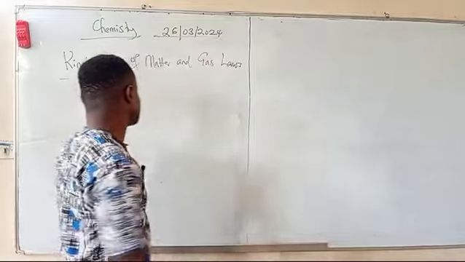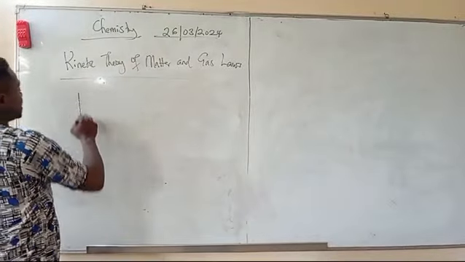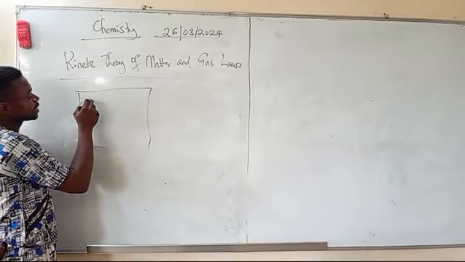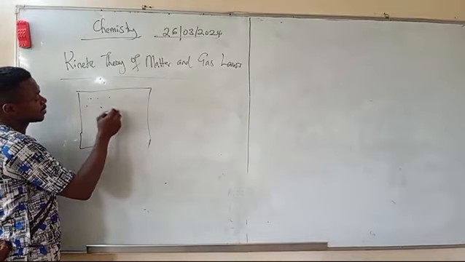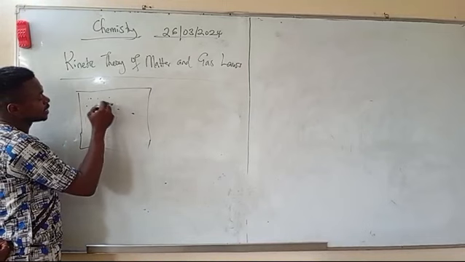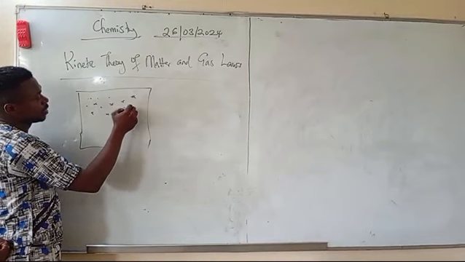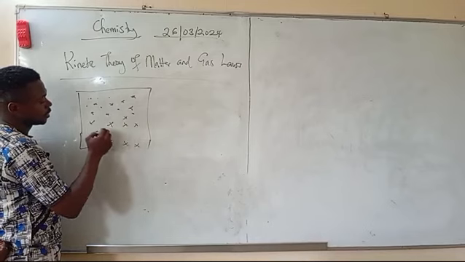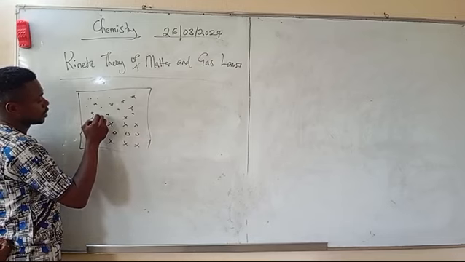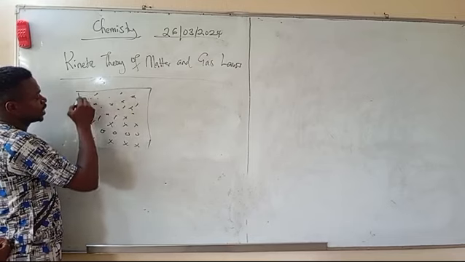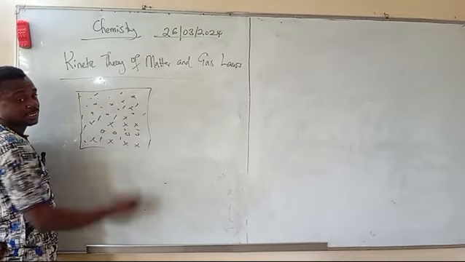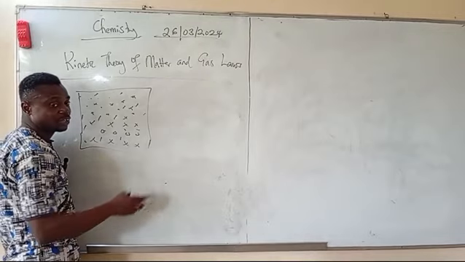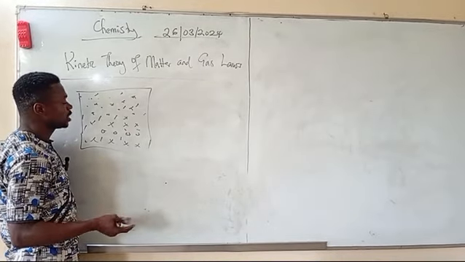Now listen carefully, let me explain. Let's assume this is a container that contains different gases, a mixture of different gases. I use different shapes to represent the different gases, or I can use A, B, C to represent each of the gases. Any of them is okay.